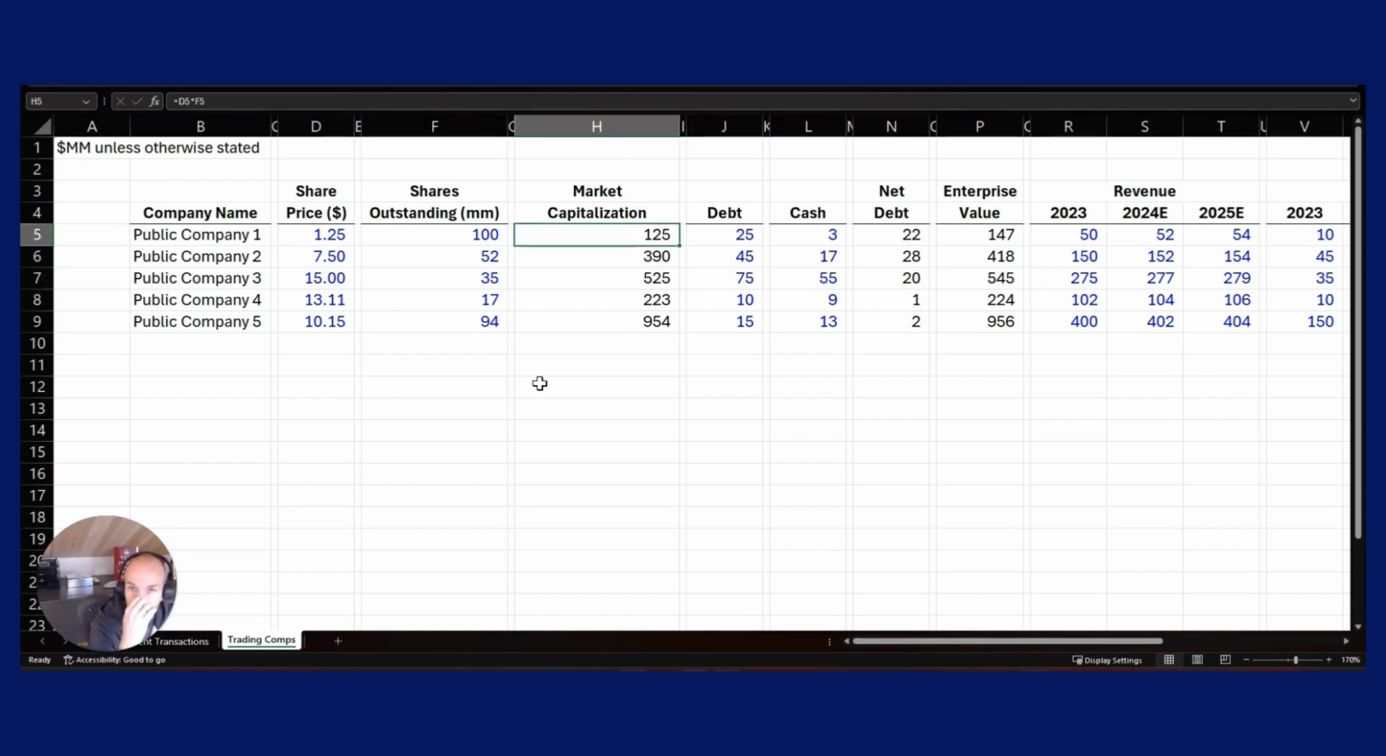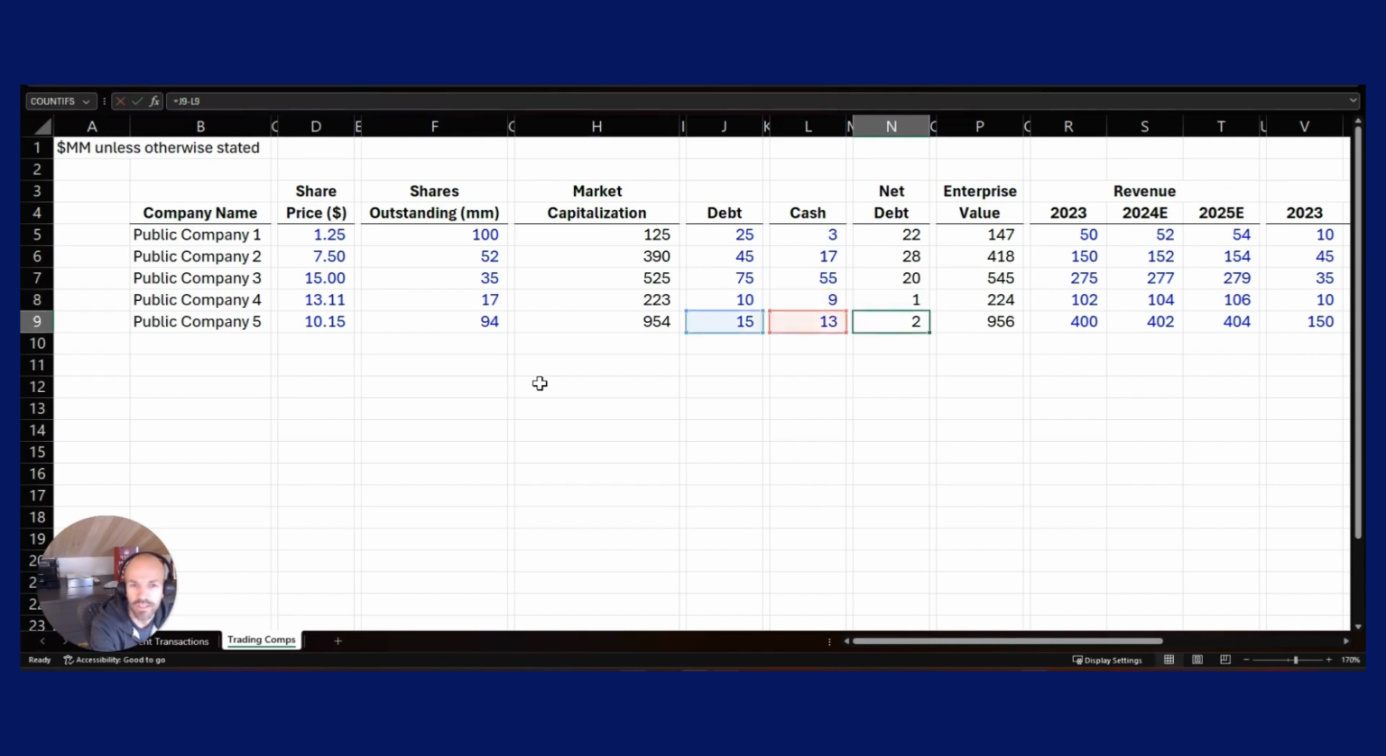Then, when you're doing revenue multiples and EBITDA multiples, it's based off of an enterprise value. An enterprise value is the market cap or equity value plus net debt. And net debt is debt minus cash. So here, what we've done is hard coded the debt numbers, which you can grab from the public filings, hard coded the cash numbers, which you can grab from the public filings as well, and then simply deducted the cash from the debt to come up with net debt.